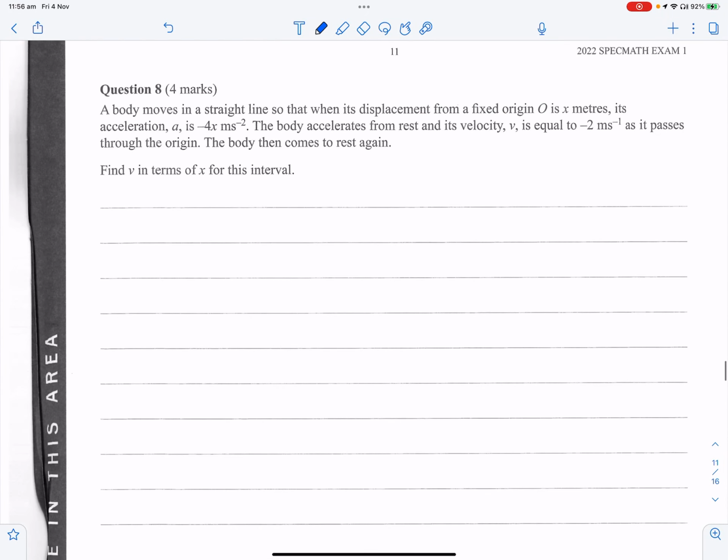Okay, a body moves in a straight line, and when its displacement from a fixed origin is x meters, it has an acceleration. The body accelerates from rest, and its velocity v is equal to negative 2 meters a second when it passes through the origin. So we know when x equals 0, v is negative 2. This is our acceleration, but we're talking about velocity in x. So we can say v dv/dx is equal to that, or a half v squared is equal to the integral of negative 4x dx.